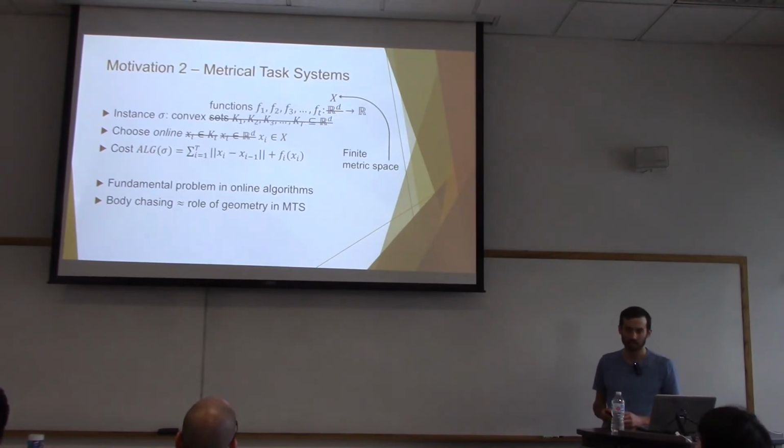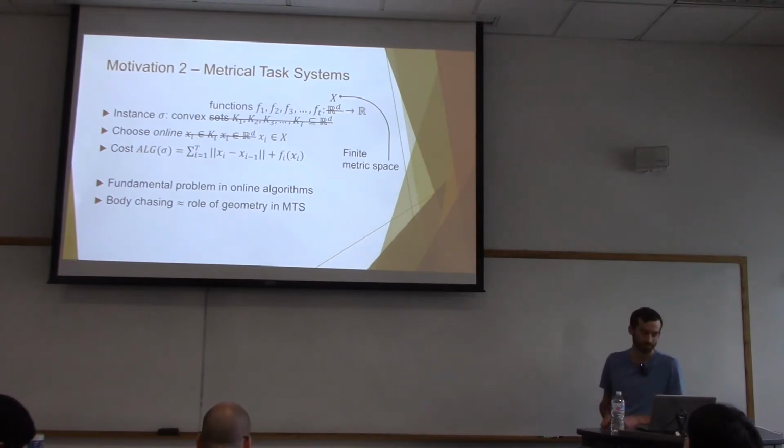And the convex body chasing problem was originally introduced in order to study MTS, to isolate the role of the geometry of the metric space, ignoring the shape of the functions. So historically, that's where the body problem came from.